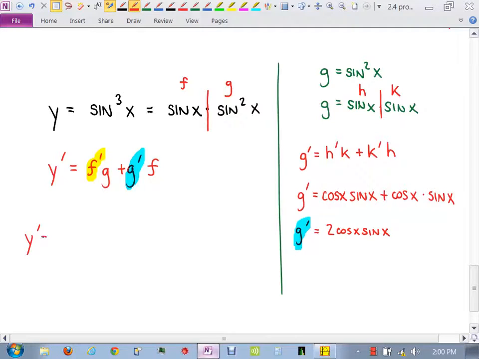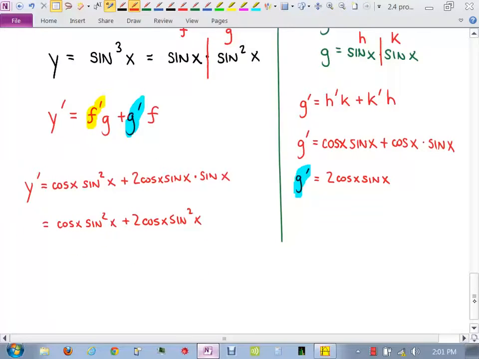Y prime equals f prime, which is cosine x, times g, which is sine squared x, plus g prime. G prime was what? 2 cosine x sine x times sine x. Wait a minute. Isn't that second one sine and sine get sine squared again? So this is really cosine x sine squared x plus 2 cosine x sine squared x.